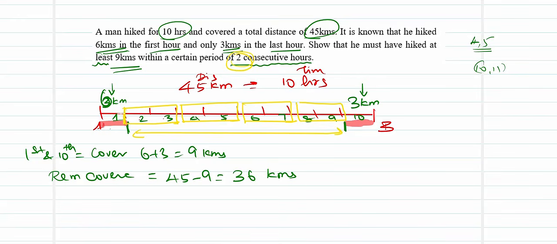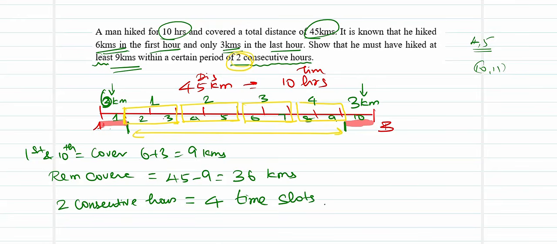starting from the point where he has stopped after the first hour, what I am doing is the remaining hours I am breaking it into 2-hour time components. If I am going to break it as 2-hour time components, then how many time slots are available? 1, 2, 3, 4. Okay, so you have 2 consecutive hours to be broken into 4 time slots. So now this 36 kilometer have to be covered in 4 time slots according to the 2 consecutive hour calculation.